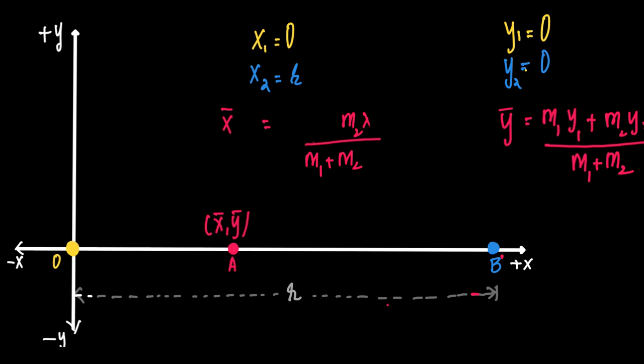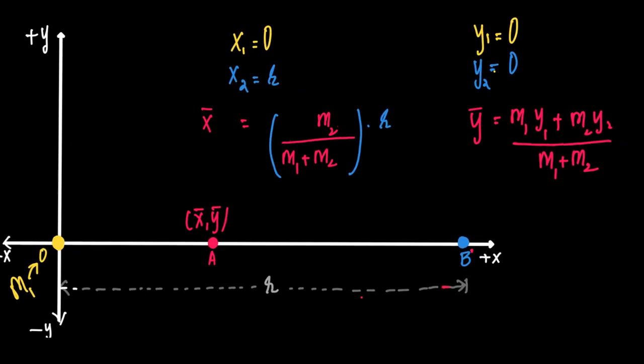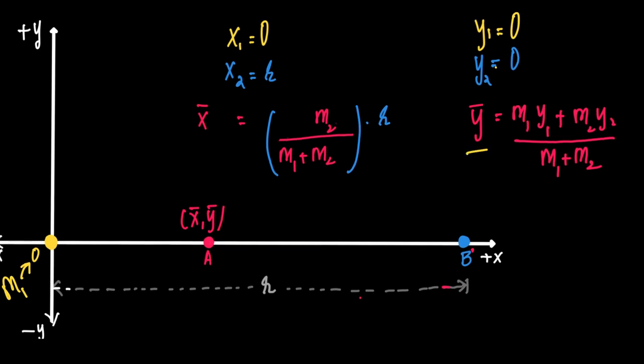What is x2? x2 is equal to r. So we have m2 divided by m1 plus m2 whole into r as the coordinate of x bar when the object m1 is placed at origin, right? But then what is the coordinate of y bar? Sorry, what is the y coordinate here?